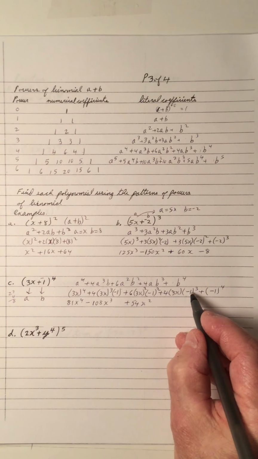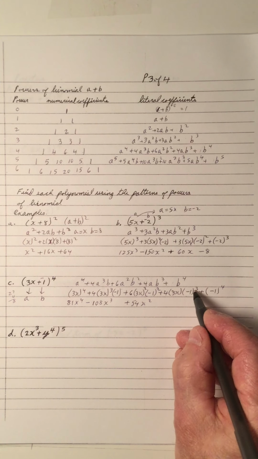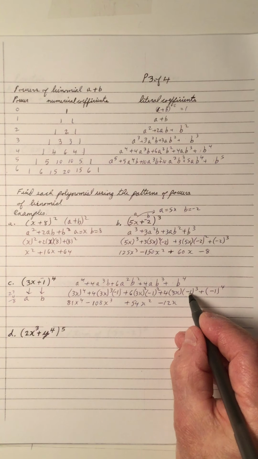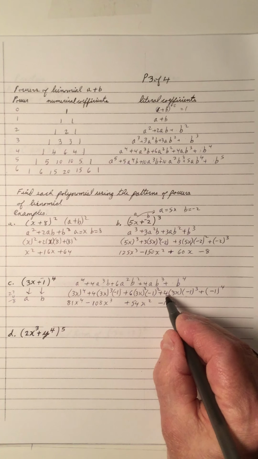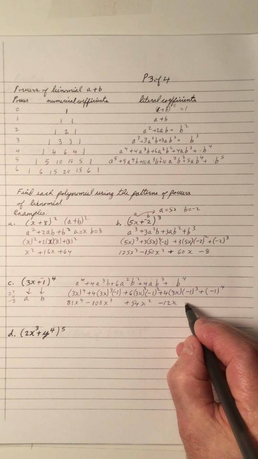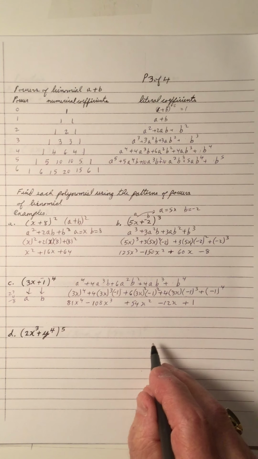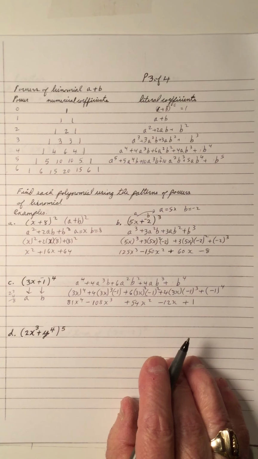And here we go. I got a -1 cubed because I work out my power. That's a -1, so that's a -12x. -1 cubed is -1 times 12x is -12x. And the -1 to the fourth power is even, so it's a 1. And that's worked out.